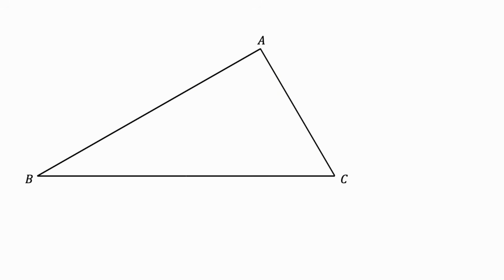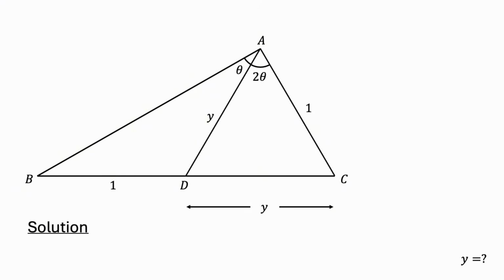In this video, we want to solve the following problem. Given triangle ABC, let D be a point on BC such that angle DAB equals theta and angle CAD equals 2 theta. Given that AD equals CD equals y units and BD equals AC equals 1 unit, the goal is to find the value of y. And now for the solution.